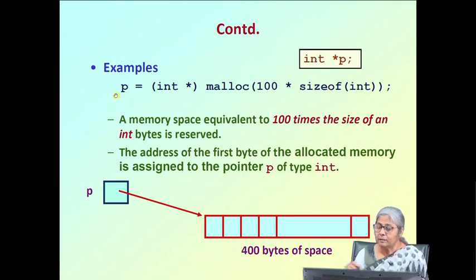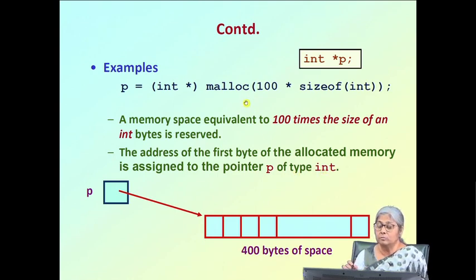Already, last class we have read that sizeof int will give how many bytes are required for int, and then how many integer variables I want. This can be 100 integer variables, or one array of size 100, that we can also do. So, memory space equivalent to 100 times the size of an int in bytes. If size of int is 4 bytes, it is 400, as I already mentioned.